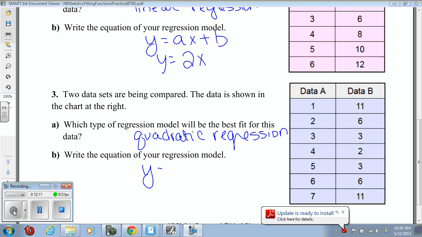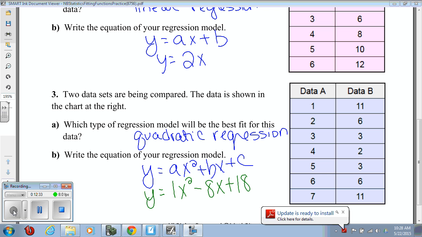The formula that the calculator gives you is y equals ax squared plus bx plus c. I would write down the equation that the calculator gives you, and then I would substitute in your a values, your b values, and your c values. So he's got 1x squared, the one is optional, minus 8x plus 18. Now notice, what does the calculator give you for r? R squared. How would you be able to get r? Take the square root. What's the square root of 1? 1. Perfect fit. Nice job.